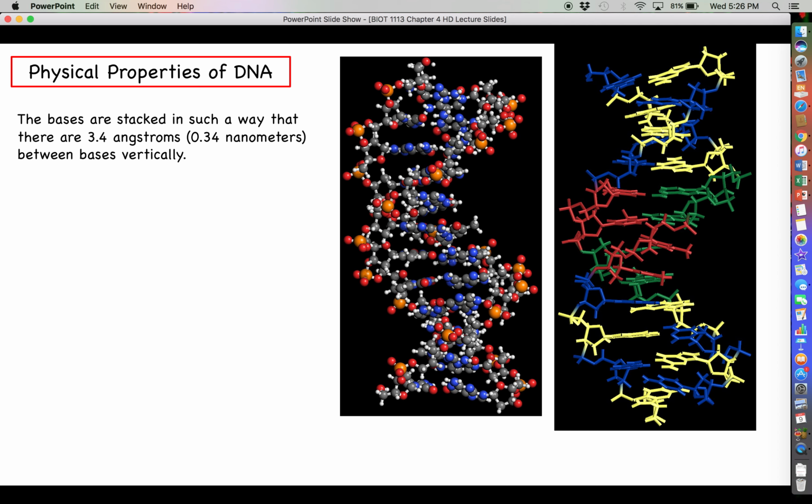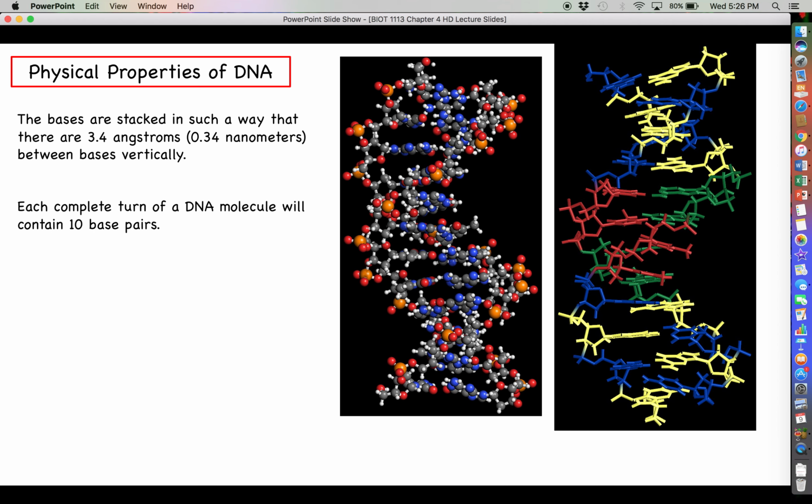Angstrom probably doesn't mean a whole lot to you. So 3.4 angstroms would be the same as saying 0.34 nanometers. A nanometer is 1 times 10 to the minus 9th meters. An angstrom is 1 times 10 to the minus 10th meters. So that's what we're talking about there. It's not super important.